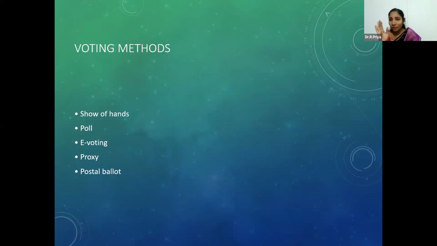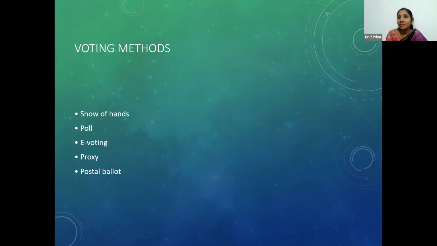The first is show of hands. In a meeting, show of hands is the simplest and most traditional method of voting. Like in parliament, they just raise their hands, creating some voice in their benches.